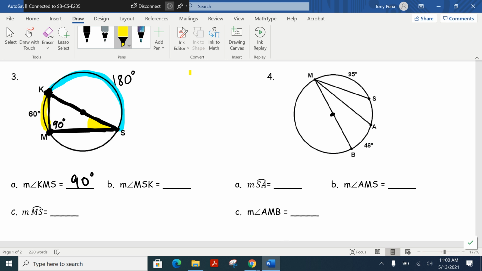All right. So, Kaylin, what does this angle here have to be? 30. Inscribed angles are always 1/2 of the arc that they create. So if this yellow arc is 60, the yellow angle that created that arc has to be 1/2.